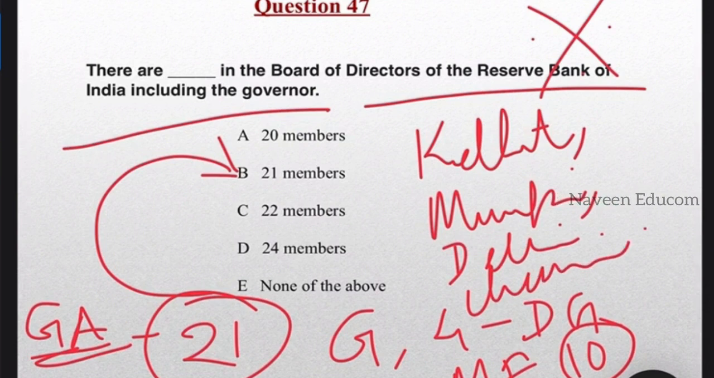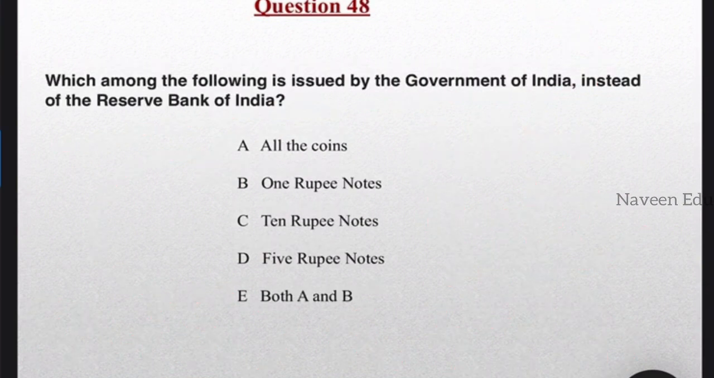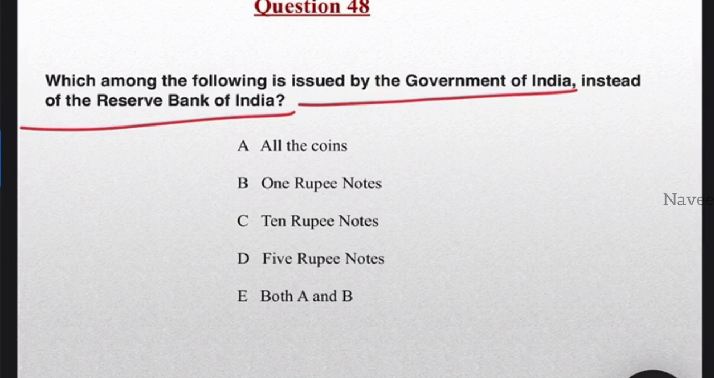So students, you have got the idea of how many members and the division regarding the officers. That's all you have to study regarding that question. Coming to the next one, which among the following is issued by the Government of India instead of the Reserve Bank of India? All the coins, 1 rupee note, 10 rupee note, 5 rupee note, both A and B. So students, what is the answer? You can say the answer.